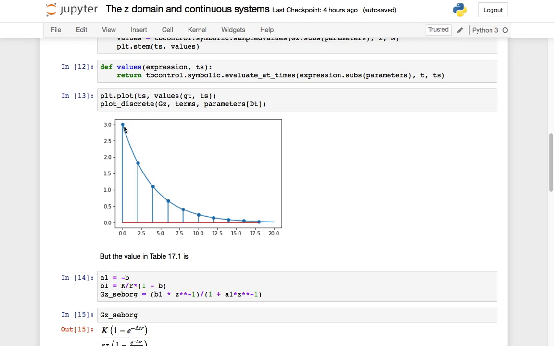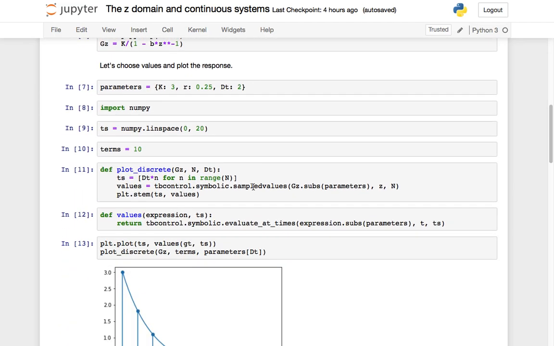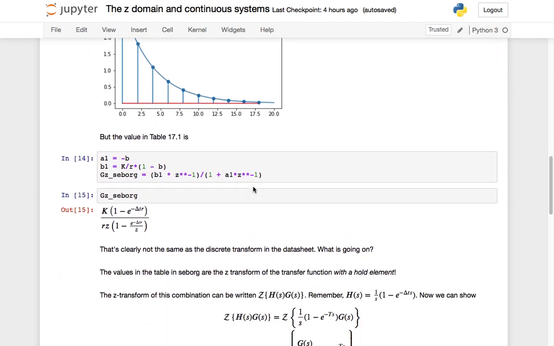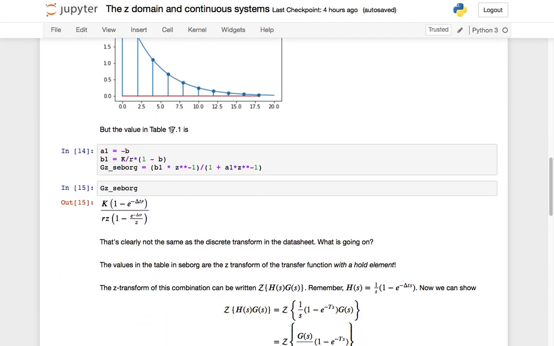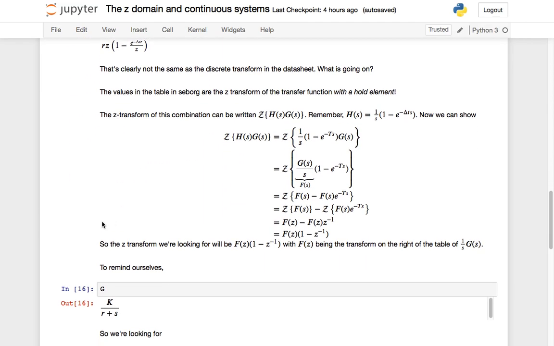So that's all very clear. I think we basically have the Z transform that corresponds to the impulse response. But the value in table 17.11 is very different. It clearly has more Zs, it's a lot more complicated, and so clearly we can see that that's not the same. So what's going on?